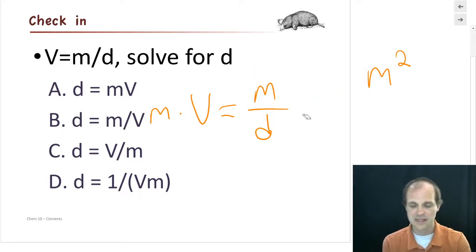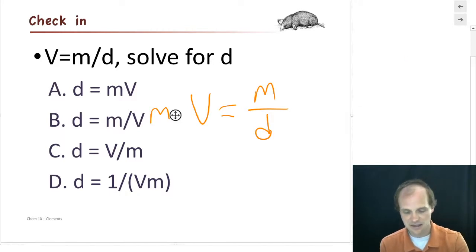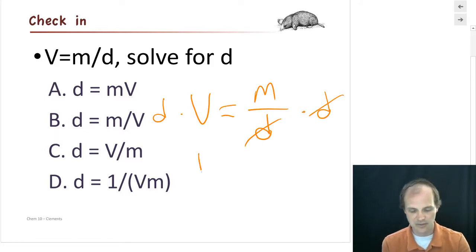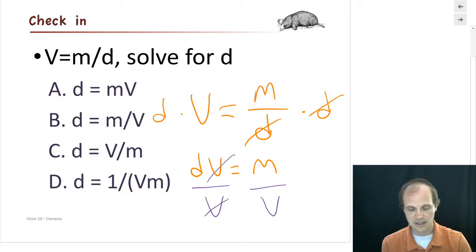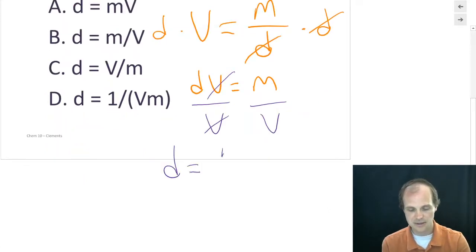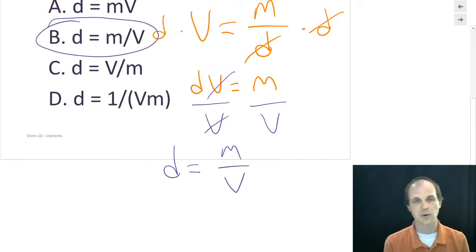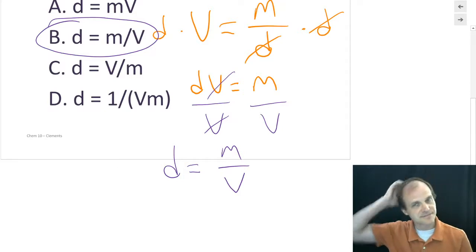What we need to do is get our d out of the denominator. So let's go ahead and do that. How do we do that? By multiplying both sides by d, because then we've got 1 on top, 1 on the bottom. That's how we cancel things. We've got dv equals m. Then we divide both sides by v. Cancels here, and I get d equals m over v. Hopefully that's what you got.